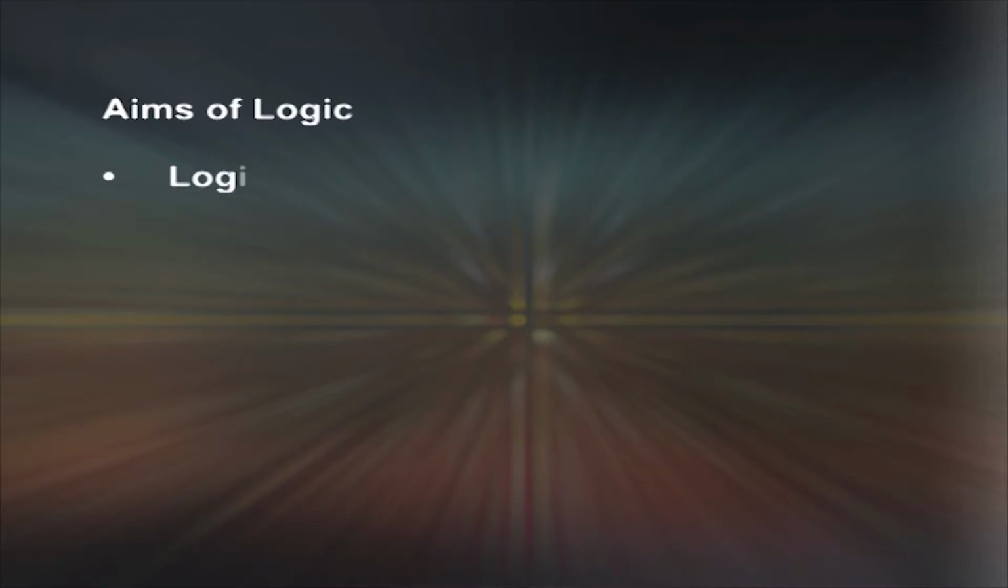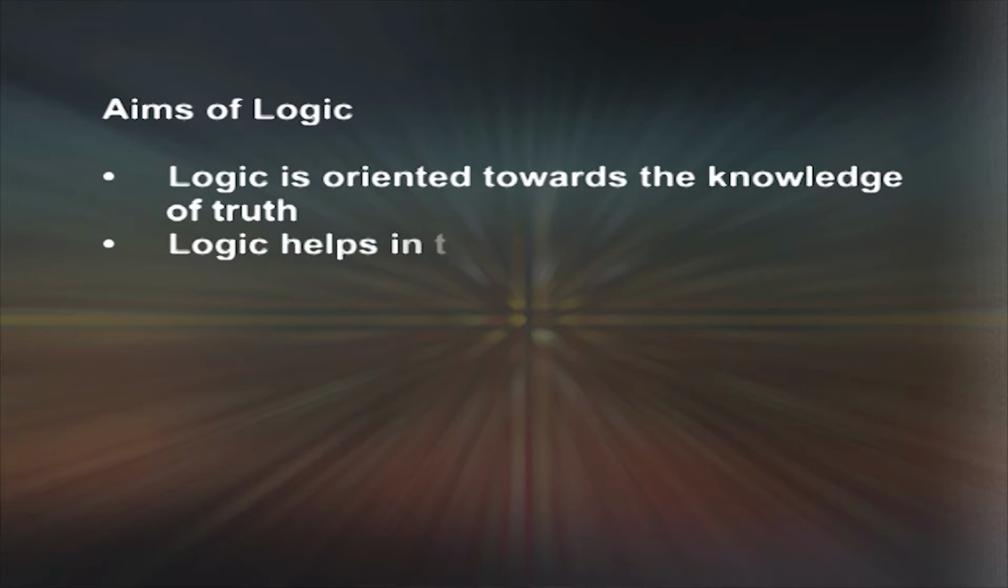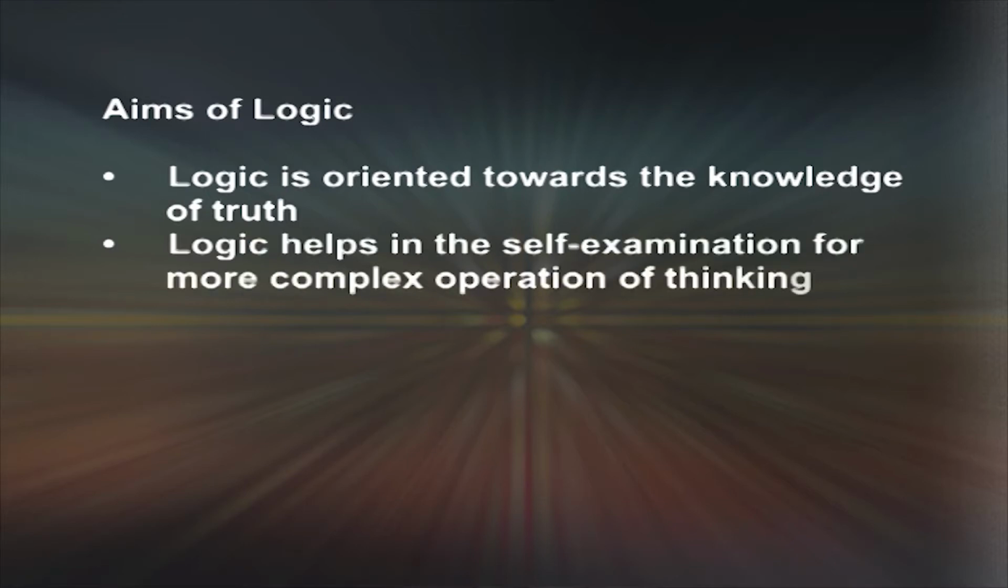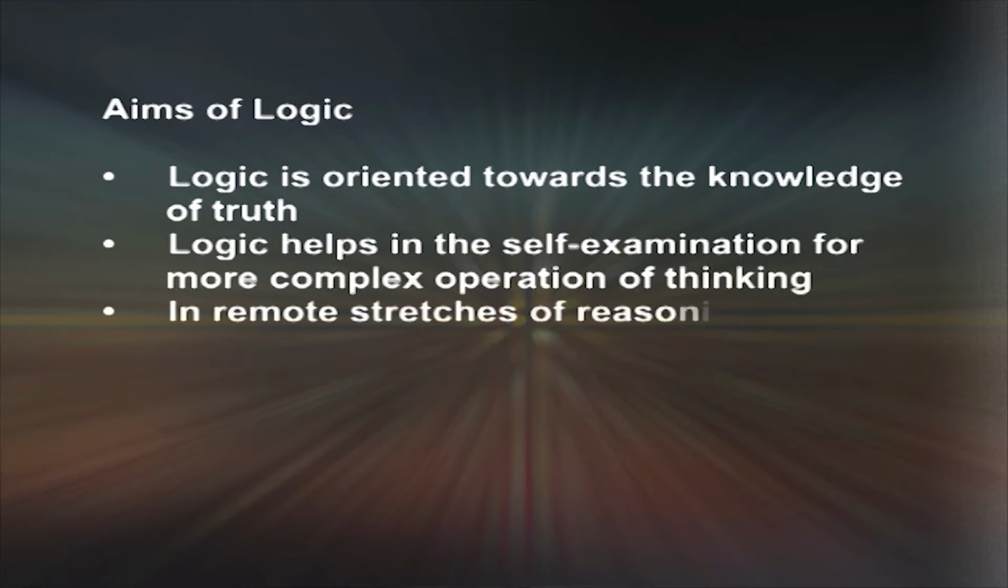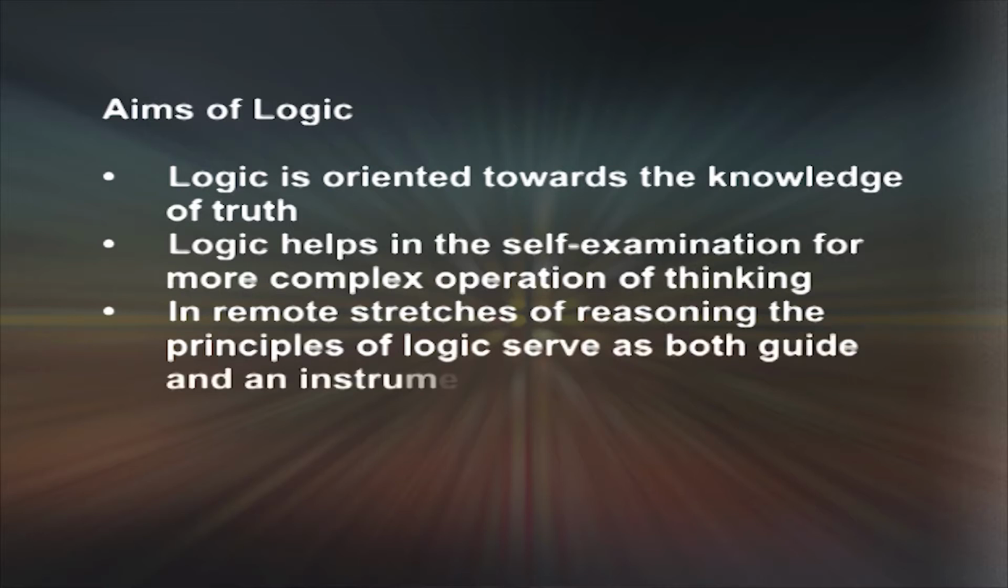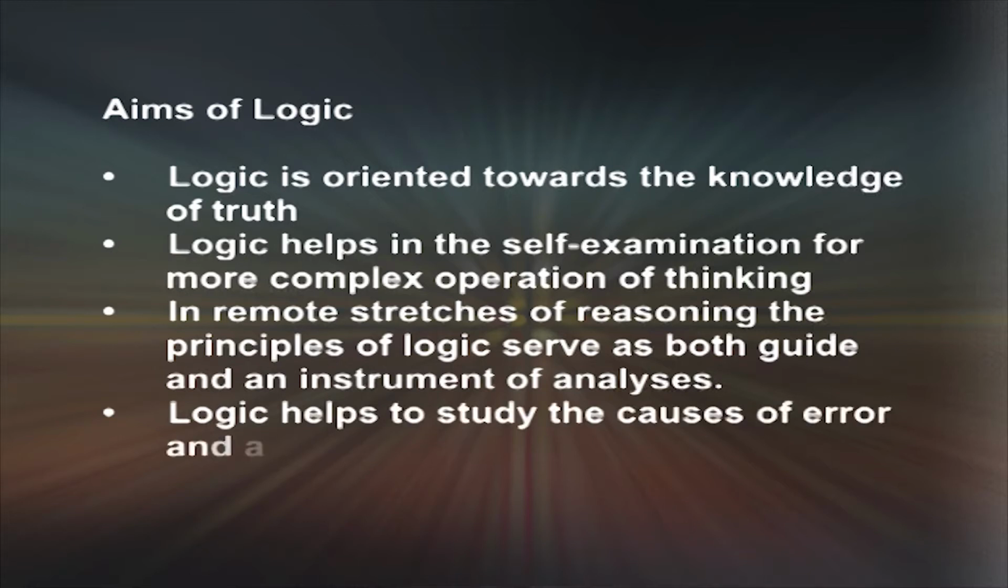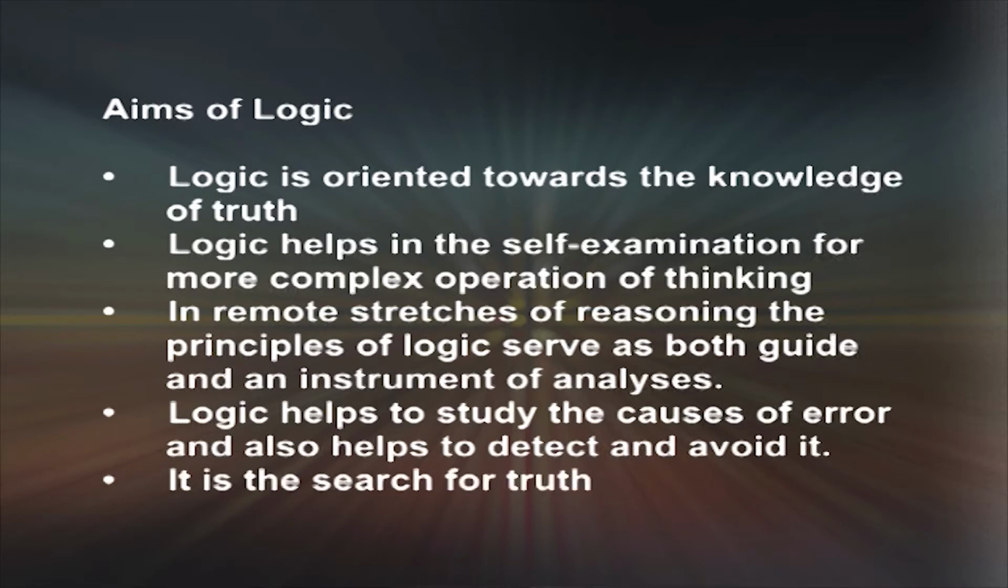Aims of logic. Logic is oriented towards the knowledge of truth. Logic helps in the self-examination for more complex operations of thinking. In remote stretches of reasoning, the principles of logic serve as both a guide and an instrument of analysis. Logic helps to study the causes of error and also helps to detect and avoid it. It is the search for truth. Now, let us see how logic is different from psychology and ethics.